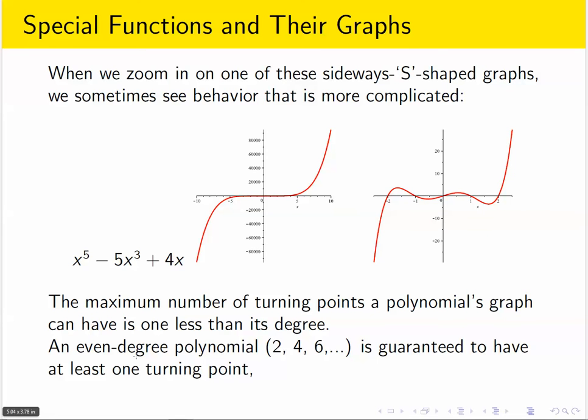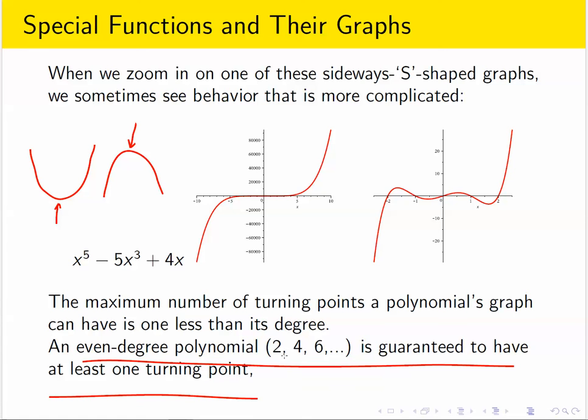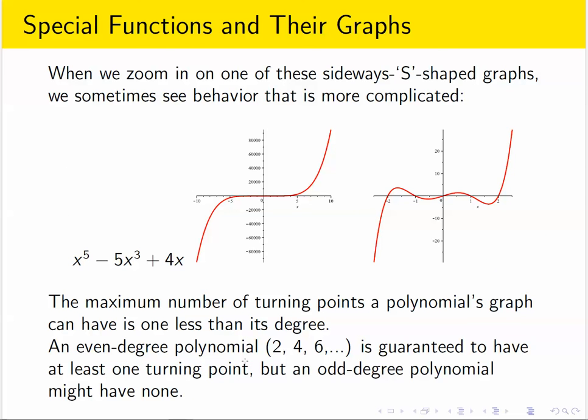Now, an even degree polynomial, because it has that U shape, is guaranteed to have at least 1 turning point, whether you're opening up or opening down. You're always guaranteed to have at least 1 if you're looking at a polynomial with even degree that's at least 2. But you can have an S-like shape that has turning points, but you can also have an S-like shape that's always increasing or always decreasing. So even degree is guaranteed a turning point, but odd degree is not guaranteed to have a turning point.